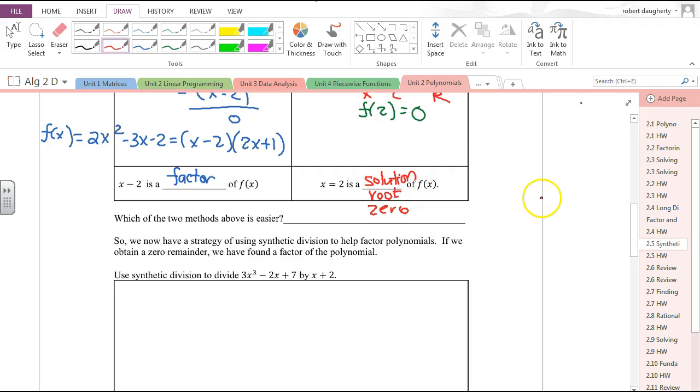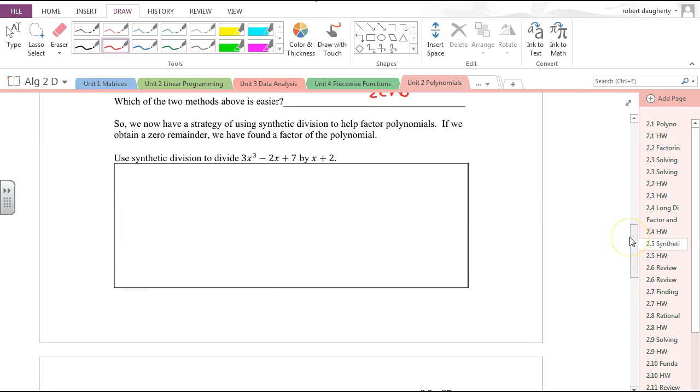So let's look at a few examples. Use synthetic division to divide 3x cubed minus 2x plus 7 by x plus 2, okay? So I'm after, this is the operation they want me to do. They want me to do 3x cubed minus 2x plus 7 over x plus 2. So what I'm trying to test here, I'm trying to figure out, is x plus 2 a factor?